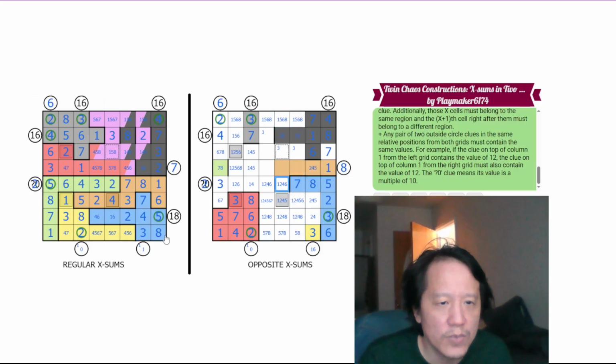So this is 4, which eliminates 4 here. So that's 6, which makes this 1. That eliminates 1 in the rest of the column. 6 eliminates 6 in the rest of the column. 4 eliminates 4 in the rest of the column.